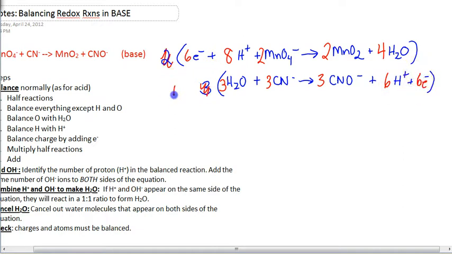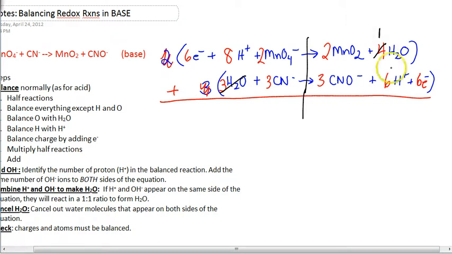And now we can add them up. Let's see here. Oh, you know what? I'm going to cancel before I add them up. And it looks like here we have 3 H2Os on the reactant side and 4 on the product side, so that'll become 1 H2O on the product side. And for H pluses, we've got 6 H pluses on the product side and 8 over here, so that'll be 2 H pluses. And our 6 electrons and 6 electrons will cancel. And I believe that's all that's going to cancel.